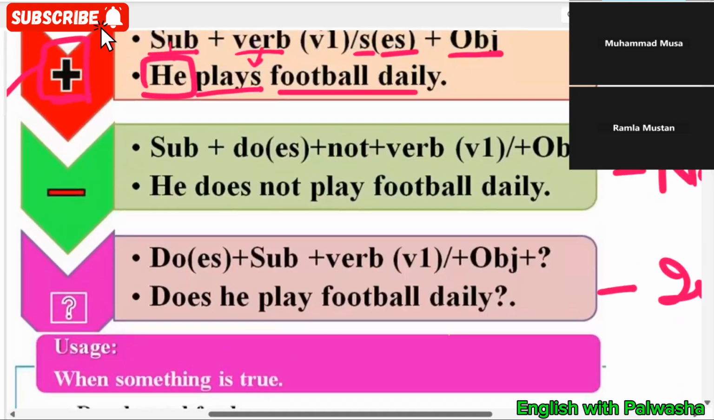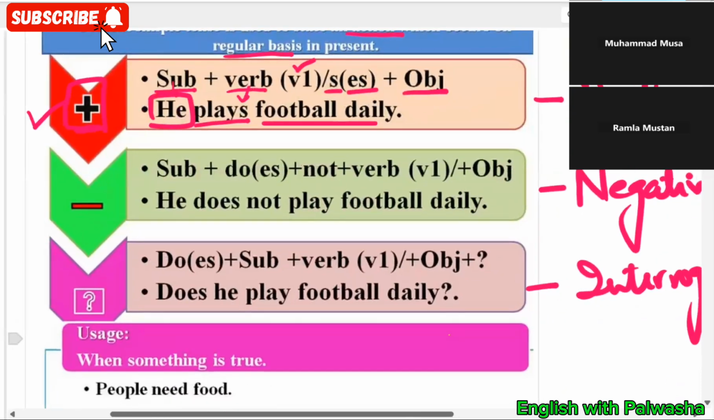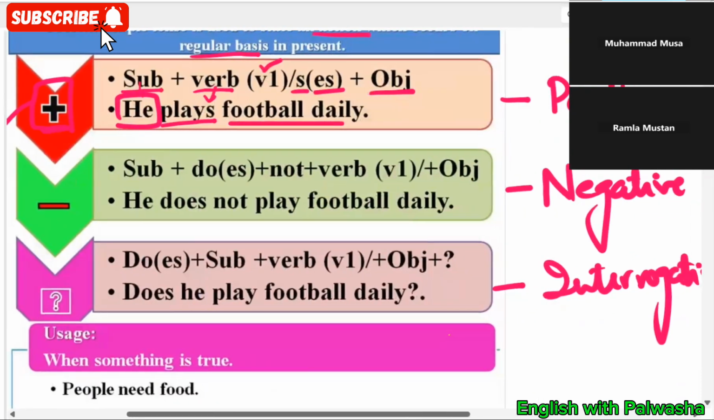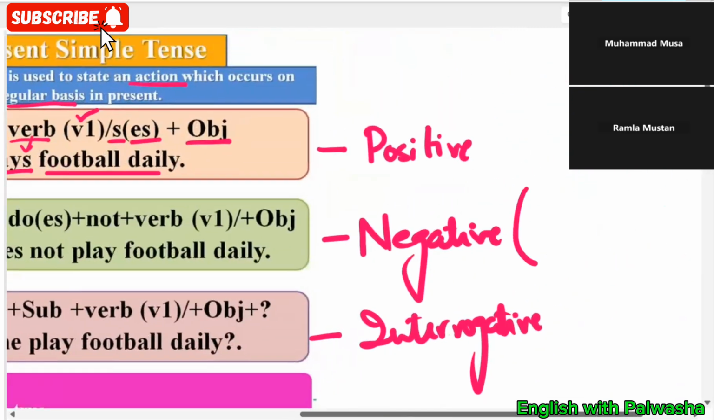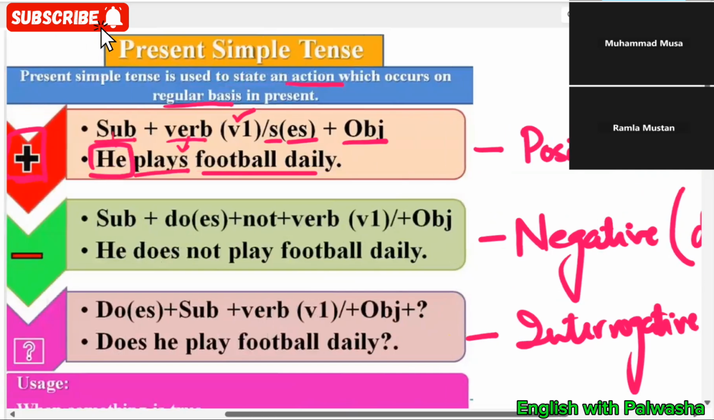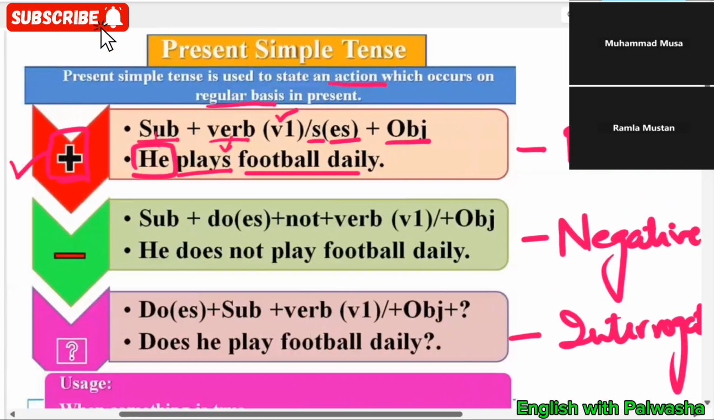But if we go on to the negative form of it, the only addition in the negative form is do and does, which are the helping verbs which we have to use in negative. Do not and does not. So subject, then does plus not, and then comes the verb, and of course it's the first form, and then the object.